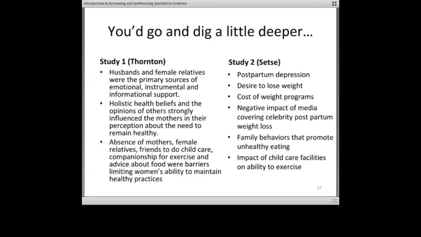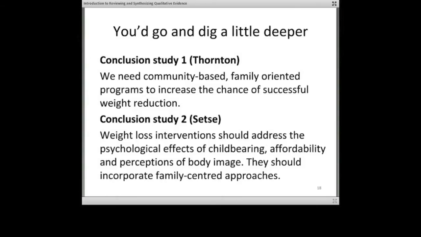Secondly, I also suffered from some sort of light depression. I wasn't feeling good about myself. I was no longer able to hold my breath long enough for diving. I couldn't get my butt off the ground in dance class. And a lot of these things actually came together in that sort of situation. And so I looked carefully at the conclusions of the studies, and they pleaded actually for community-based, family-oriented programs to increase the chance of successful weight reduction, which was not something that I had found in the previous effectiveness review.